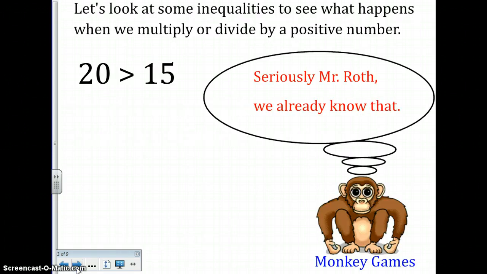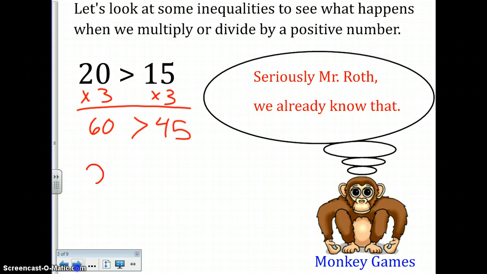So just starting off, we just have an inequality, 20 is greater than 15, and if we multiply this by 3 on both sides, you're going, seriously, Mr. Roth, we already know this. That's an honor of max from last year. We know that 60 is greater than 45.